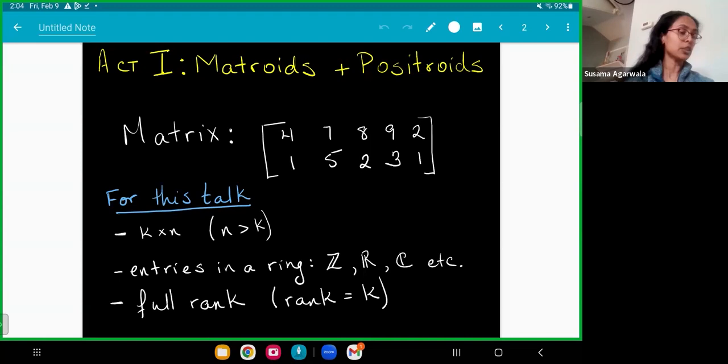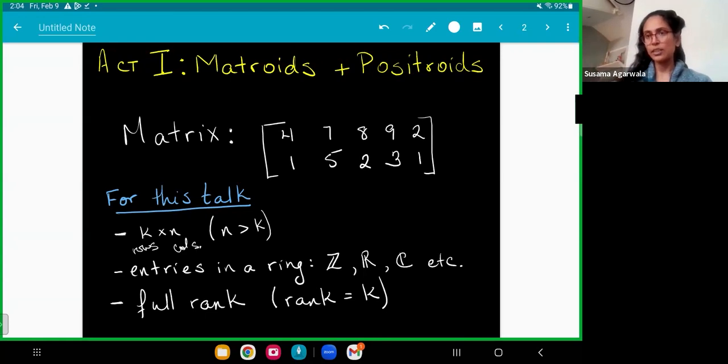So I'm going to start with a matrix. Right now I'm going to be starting with a 2x5 matrix, and I'm going to have this as a running example throughout the entire talk. I'm going to be talking about K by N matrices where K is equal to the number of rows, and N is the number of columns.